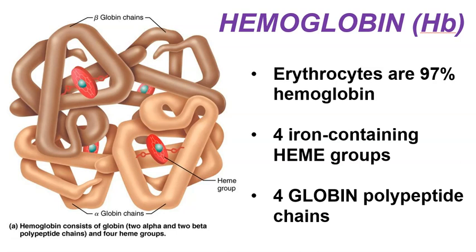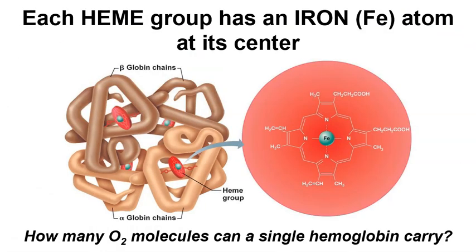And we also see that there are 4 globin protein chains that support those heme groups. But each iron atom in those heme groups can bind and carry a single oxygen molecule. So therefore, one hemoglobin can carry up to 4 oxygen molecules in total. So as mentioned previously, each heme pigment molecule has a single iron atom at its center, and that iron atom is what binds and carries the oxygen molecule. So each iron atom can bind and carry 1 oxygen.